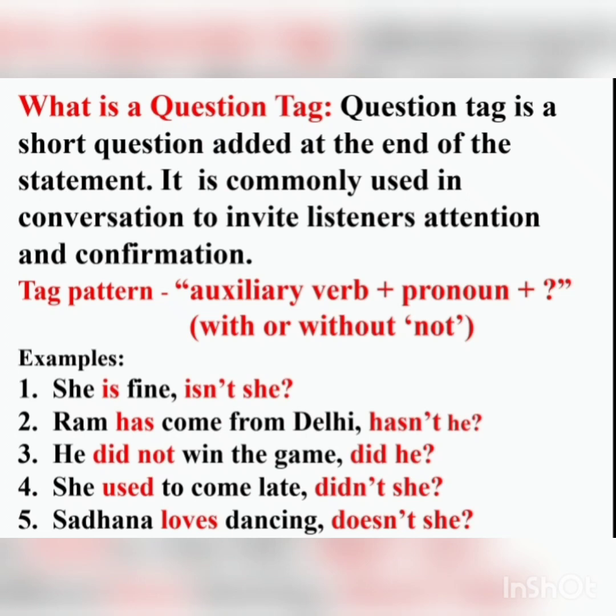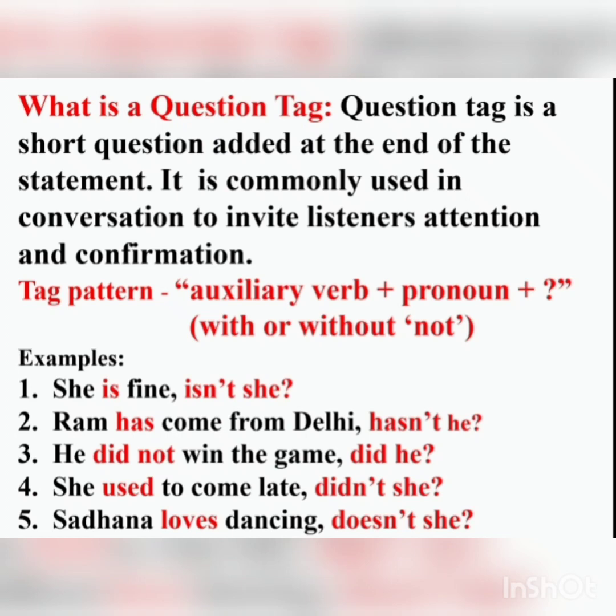Let us move on to the fourth one. She used to come late. Didn't she? Here the first part is positive and the tag should be negative. Here you don't find any auxiliary verb. Since it is in the past tense, you have to use the auxiliary did. Did plus use is used.